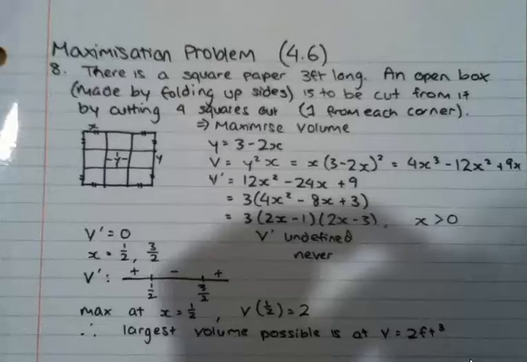Problem 8 is one of the ones we did for homework. The problem is there is a square paper 3 feet long. So it's a square, so that's the length and the width. An open box, which is made by folding up the sides, is to be cut from it by cutting the squares out, one from each corner.